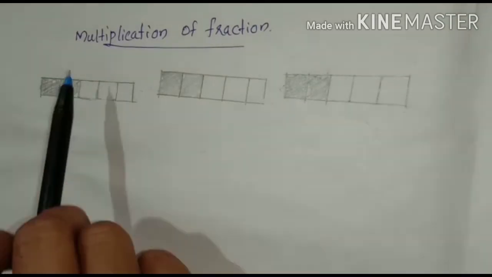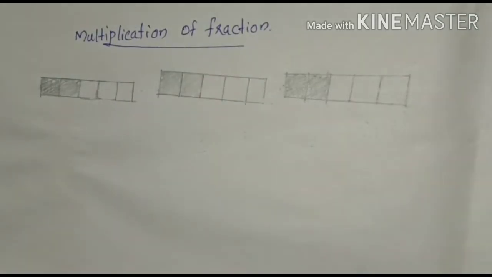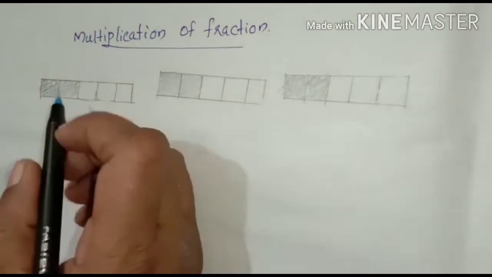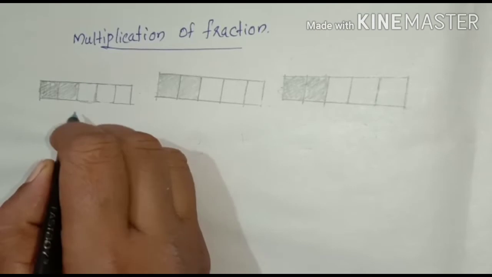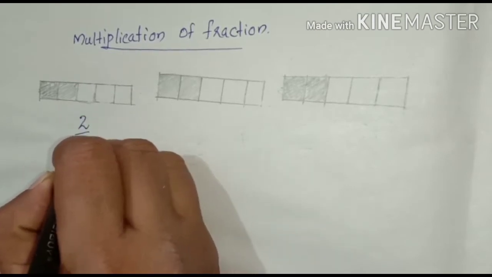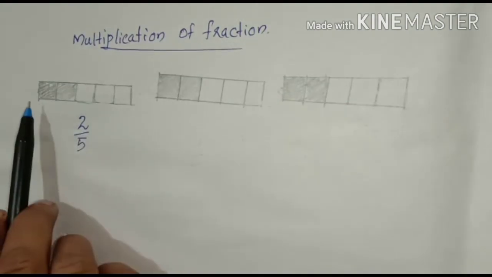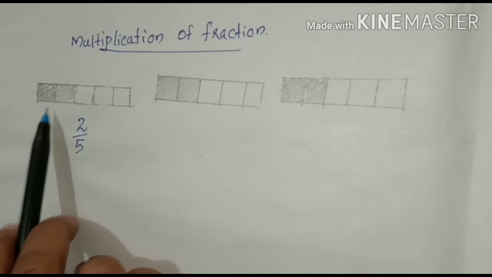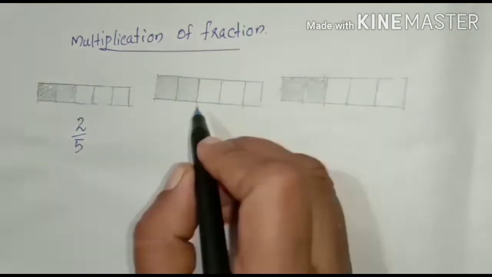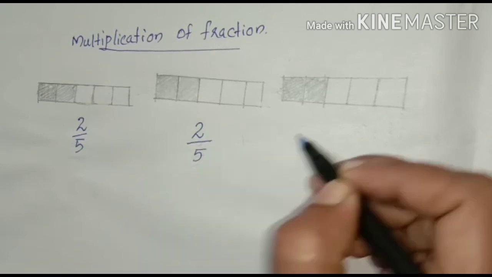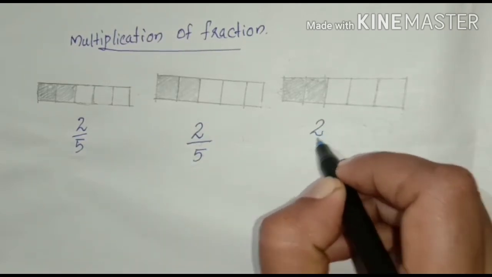Next topic is multiplication of fractions. Some figures are here. The shaded portions represent the fraction 2 by 5. Total 5 parts are there. Out of 5, 2 are shaded. And this also represents the fraction 2 by 5. Here also 2 by 5.